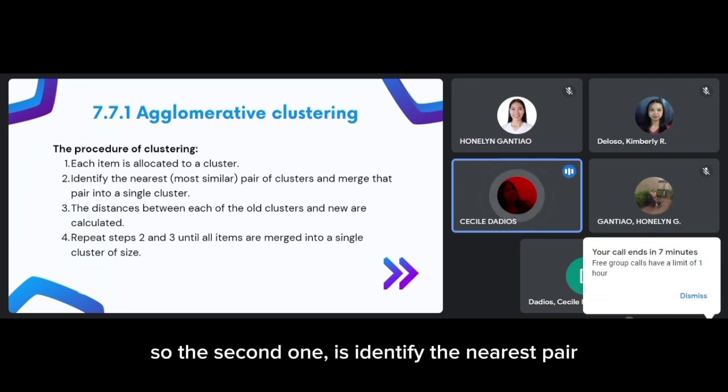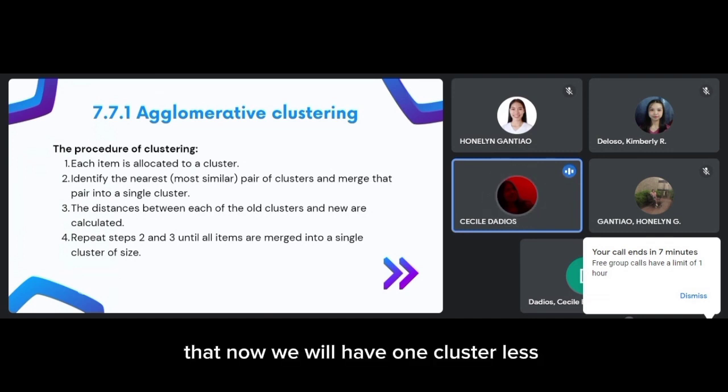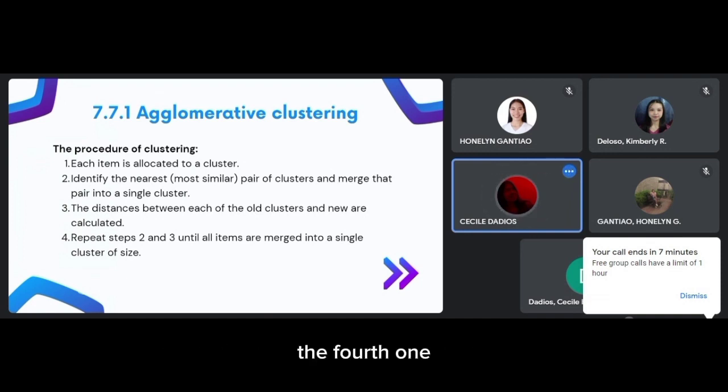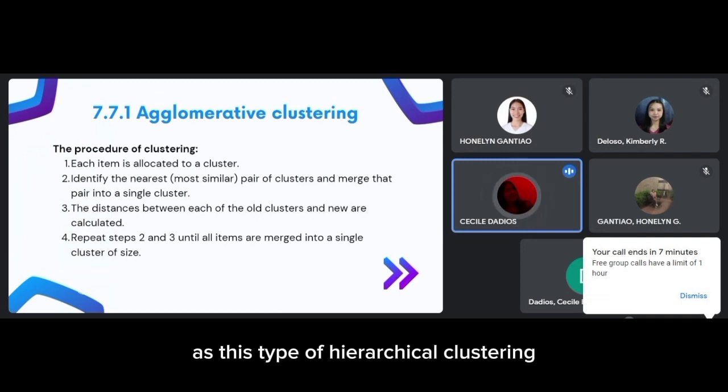The second step is to identify the nearest pair of clusters and merge that pair into a single cluster, so that now we will have one cluster less. Third, the distance between each of the clusters and the new cluster is calculated. Fourth, repeat steps 2 and 3 until all items are merged into a single cluster of size n. As this type of hierarchical clustering merges clusters recursively, it is also known as agglomerative.